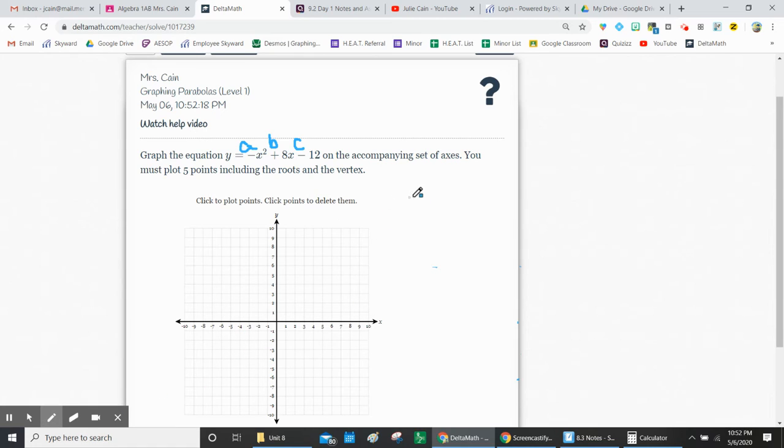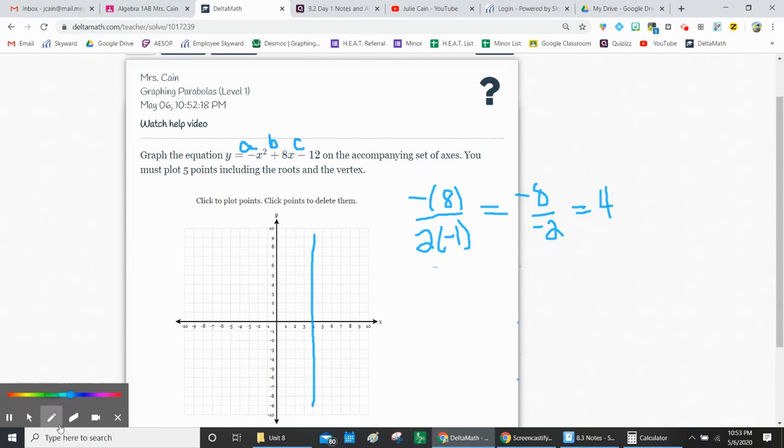So I'm going to do opposite of b. B is 8 in this problem over 2 times my a value, which is negative 1. So that's going to give me negative 8 over negative 2, which a negative over a negative will make a positive. So I know that my axis of symmetry is 4. And so then I need to plug these numbers in.